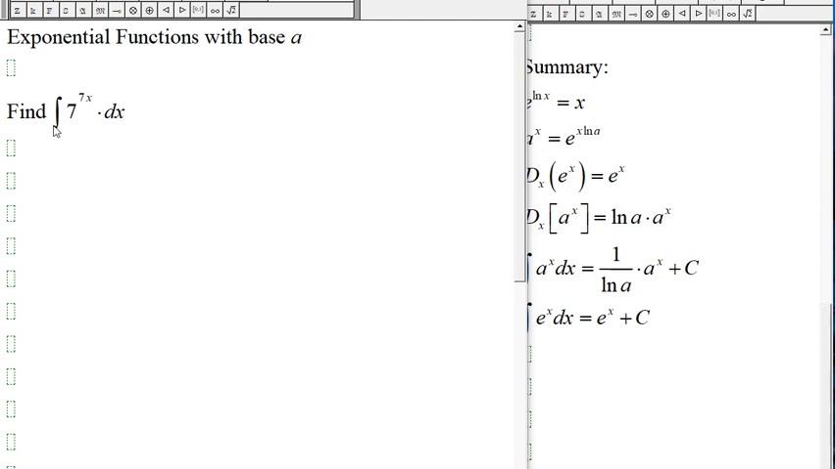Here we have the indefinite integral of the exponential function 7 to the 7x, and we want to find this indefinite integral. And so here we'll use the substitution method, and so we can let u be 7x, and so the derivative of u with respect to x will be 7. And so by definition of differential, du is equal to 7 times dx.